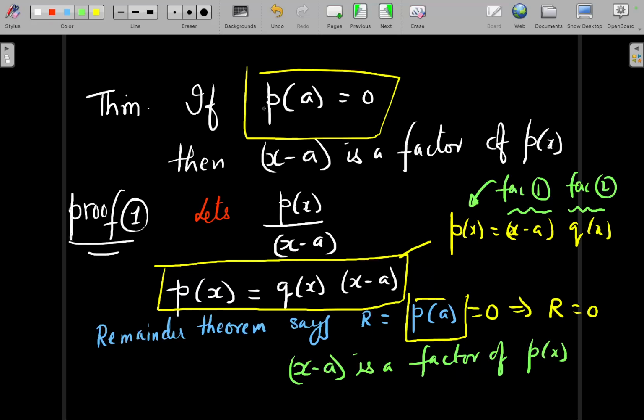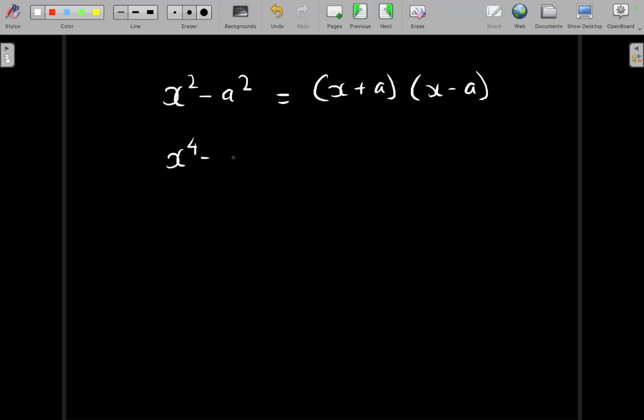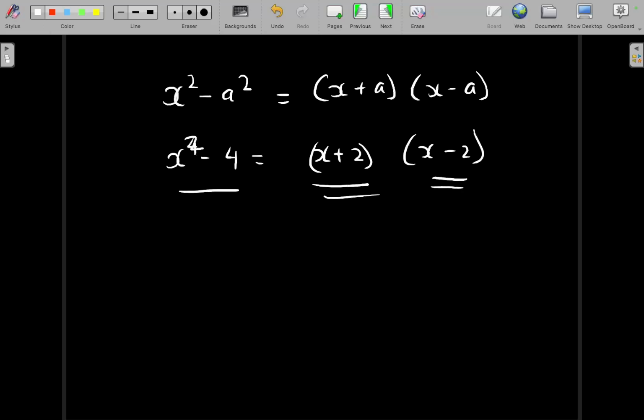So maybe I'll end this lesson with another silly example. We all know that x square minus a square is equal to x plus a into x minus a. Or even more specific, x square minus 4 is equal to x plus 2 into x minus 2. We know that these are the factors. This is already well known to you.